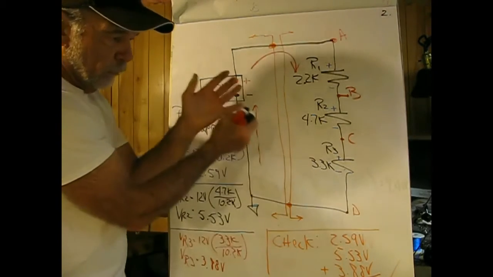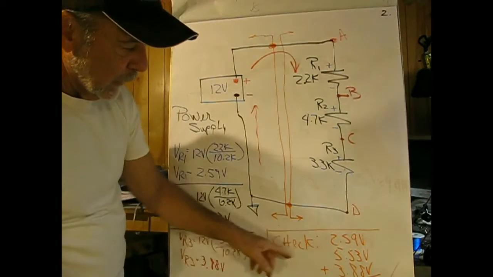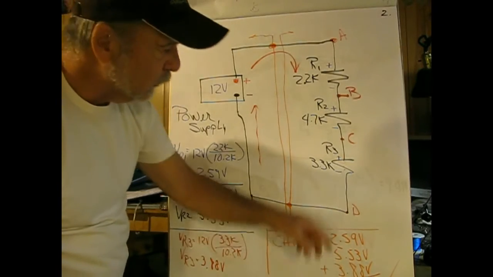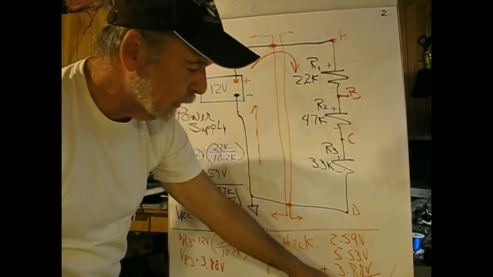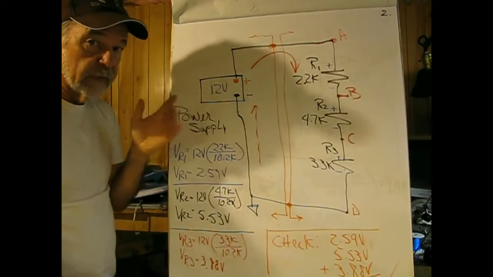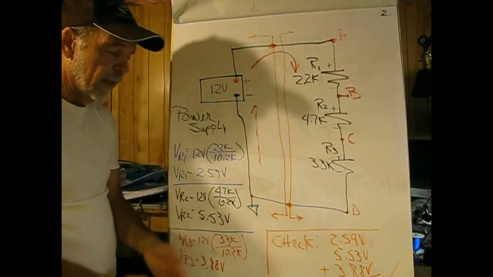Now, if I'm doing this and I'm turning in a test, the check is to add up the drops, and they ought to equal the rises. If they don't, you made a mistake. Find it and fix it.